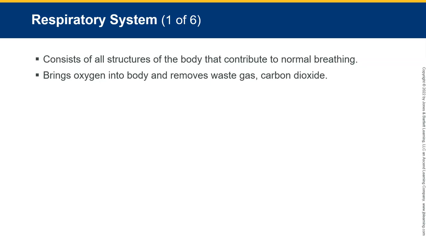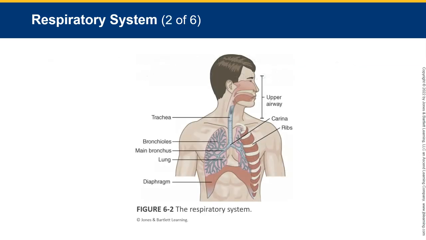So let's talk about the respiratory system. It's going to be pretty important in what we're doing. When we talk about body systems as a whole, they work together to perform some common functions. The respiratory system consists of all of the structures of the body that contribute to normal breathing. It brings O2 into the body and removes the waste gas, carbon dioxide, allowing it to escape, because those are essentially toxins to us.